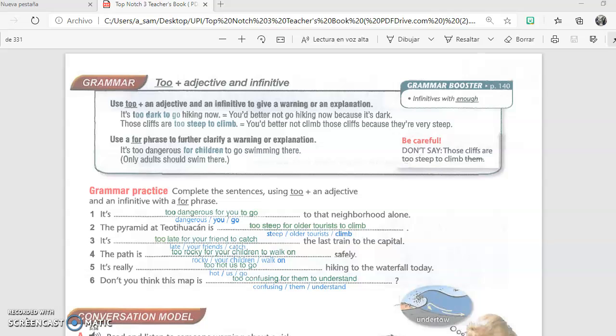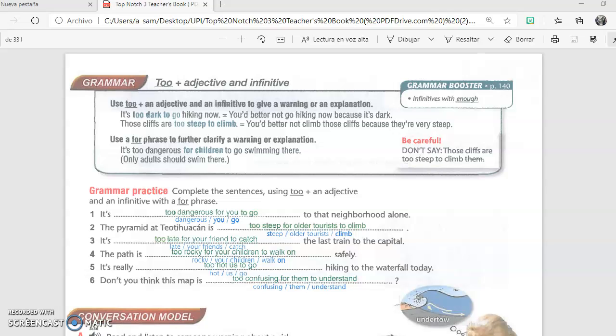We have here Unit 10, Top Notch 3. We are going to see grammar, to plus adjective and infinitive. So remember, what is an adjective? An adjective describes a noun or a pronoun. Also, what is an infinitive? An infinitive has the word to plus a base form of the verb.